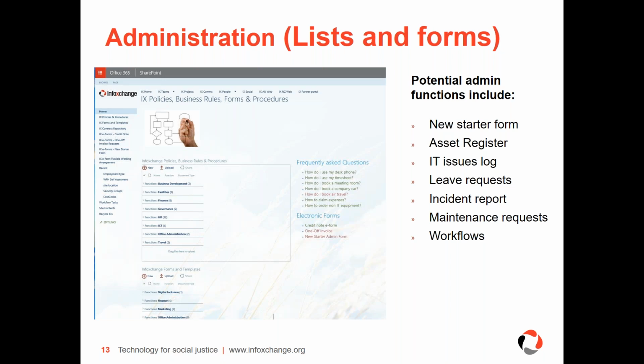Things like issues logs, I mentioned leave requests earlier, maintenance requests, all of these sorts of things that you do within an organisation where you're shuffling paper around or sending emails around. You can automate this through SharePoint, through the other tools that come online, such as Flow and Power Apps. So it's a great way of starting to make your business, or your organisation, run a lot more efficiently.